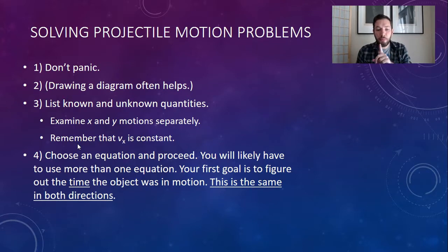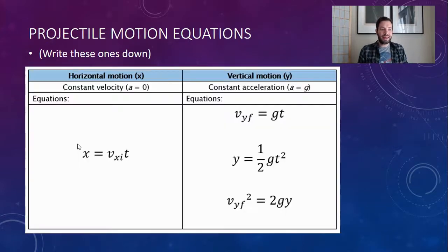The most important thing for you to find here is time, because if you look at these equations, the only variable that shows up on the x side and the y side of things is time, because obviously the time that the projectile is in the air is the same regardless of which direction you're looking at. So that's what we need to do.